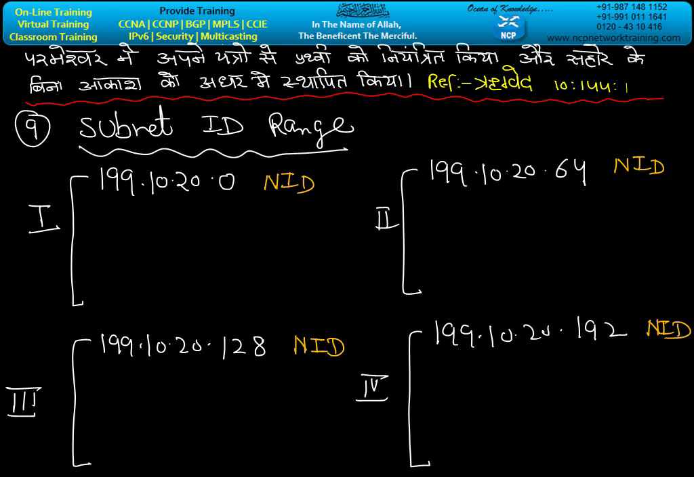Now what will be the BID of first octet? You will check the next NID and minus 1, 199.10.20.63. 64, 63 is your BID. Second octet BID will be 127, because the third subnet NID is 128, minus 1 from the next NID, 191 and 254, 255.